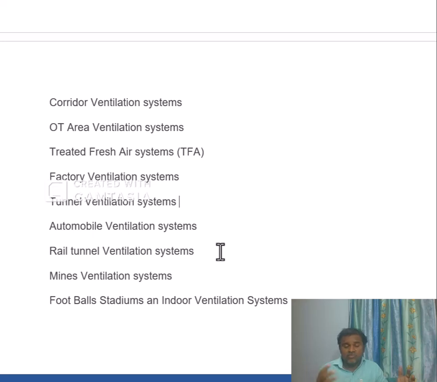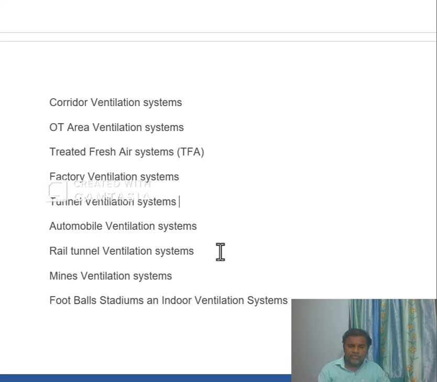Factory ventilation. What is the importance of factory ventilation? In a factory, we need to remove a large amount of bad air, smoke, and exhaust from inside due to various processes. That's why we need factory ventilation systems, where the big fans collect a lot of bad air and throw it outside. That is called a factory ventilation system. Sometimes we also need to supply fresh air inside the factory. In this case we need to provide ducting, so that we can supply fresh air from outside into the factory.